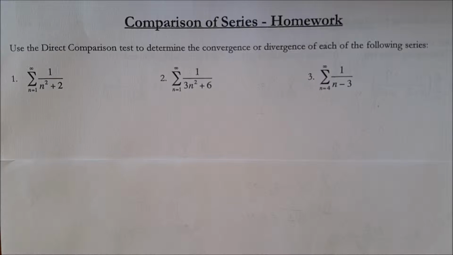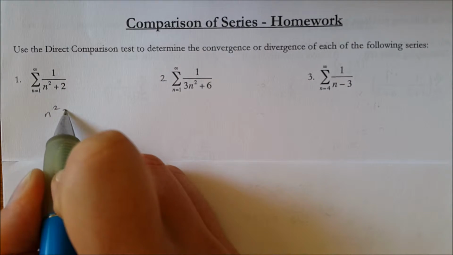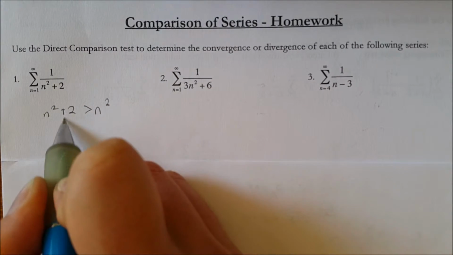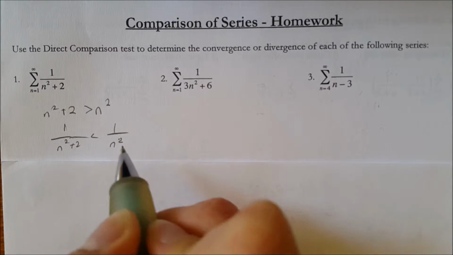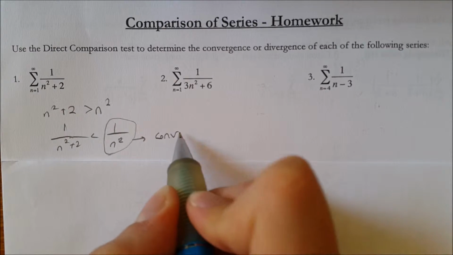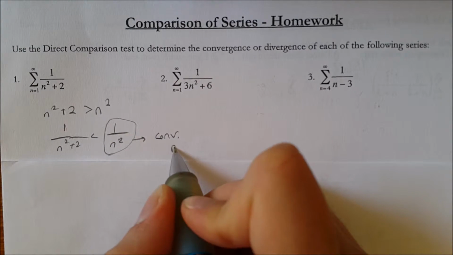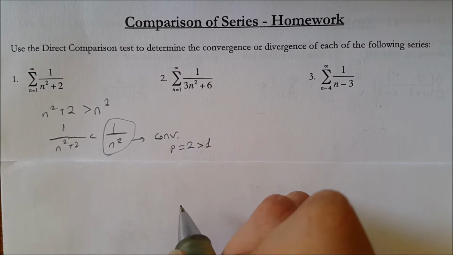When we use the method of direct comparison, we should compare these equations to something that we're familiar with, like a p-series or a geometric series. In this case, if you look at the first one, n squared plus 2 is bigger than n squared. So 1 over n squared plus 2 is smaller than 1 over n squared. We know that 1 over n squared is convergent, which you should state as p equals 2, greater than 1. So it is convergent.